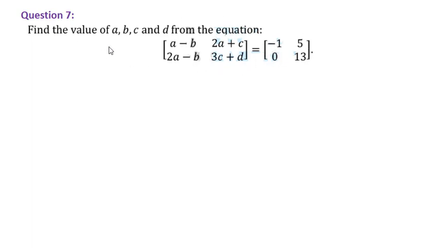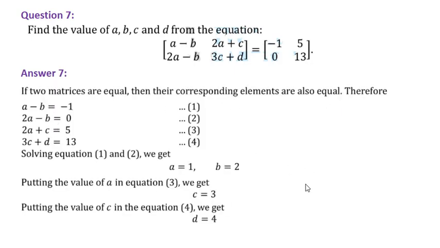Now again, this is a problem of equality and we have to find the value of a, b, c and d. So a minus b is given as minus 1 and 2a minus b is given as 0. So I will solve these simultaneous equations and get the values of a and b. Once I get the value of a, I will put it here and get the value of c, and once I get the value of c, I will put that value of c in this equation, which is 3c plus d equal to 13, and I will get the value of d. So this is how you can solve all these four equations and get the respective values.